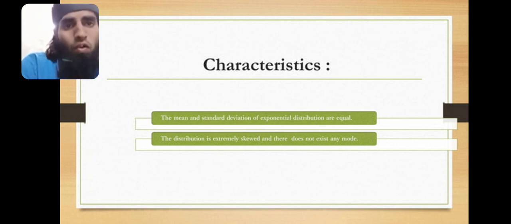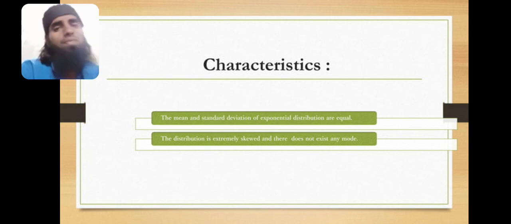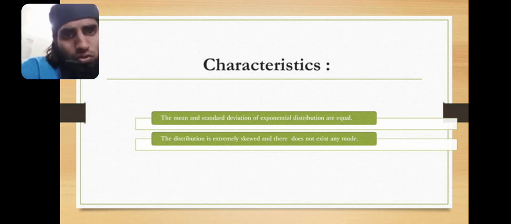Characteristics: the mean and standard deviation of the exponential distribution are equal. The distribution is extremely skewed and there does not exist any mode. These are the two characteristics.